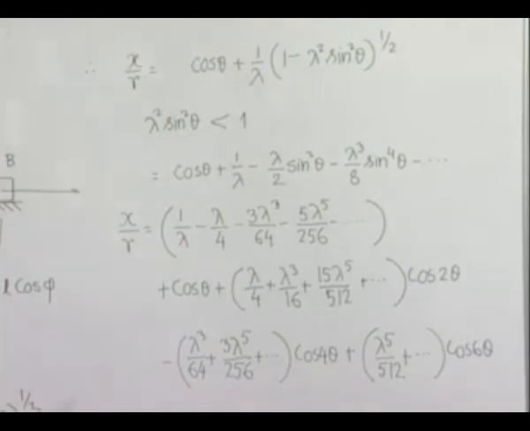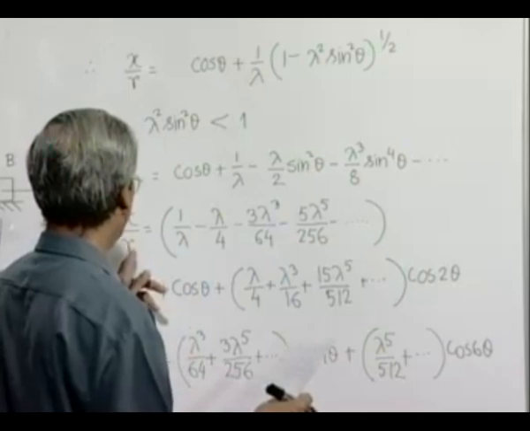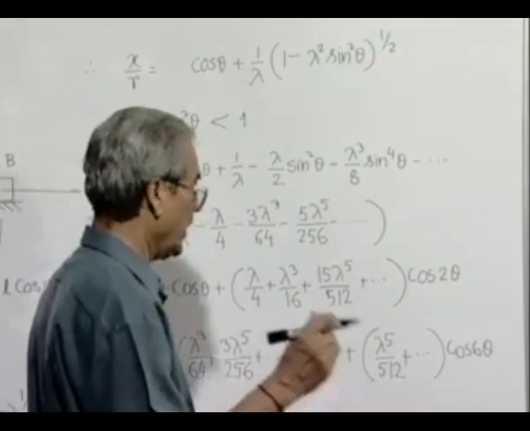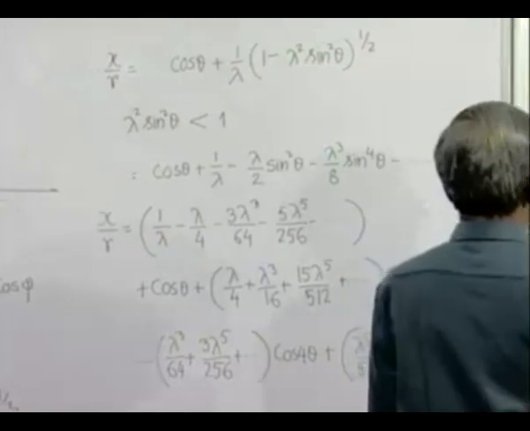Now, our objective is to get acceleration. So, what do we have to do? We have to differentiate this x twice with respect to time. Doing that, what will we get?